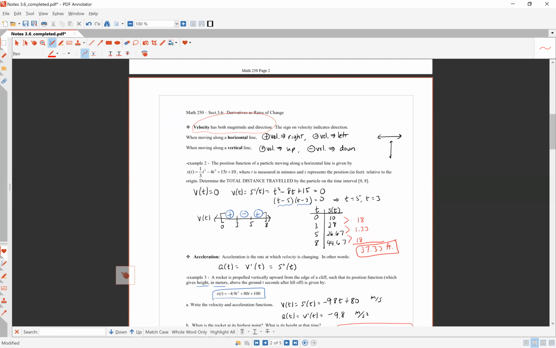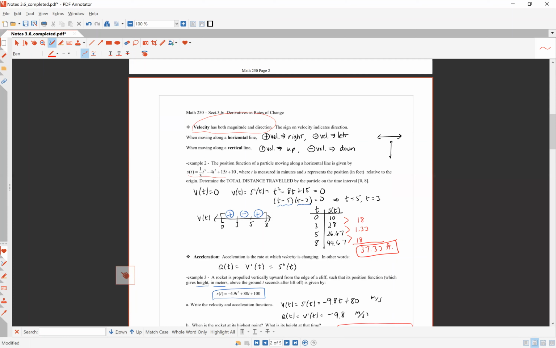So we have this distance function here: s of t equals 1/3 t cubed minus 4t squared plus 15t plus 10. In this case t is in minutes, and s represents the position in feet relative to the starting point. So at t equals 0, you're at 10 feet. The problem says, how far have you traveled in the first 8 minutes?